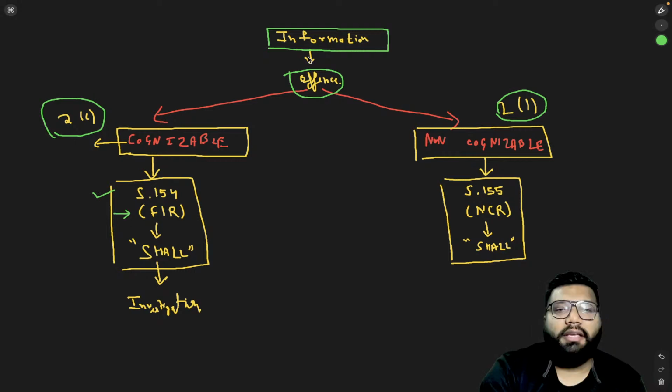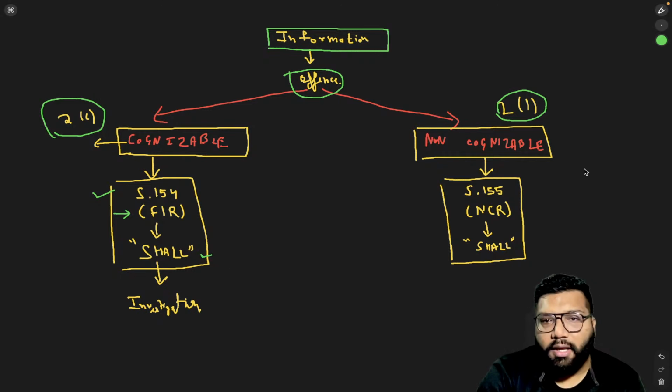If someone is giving information about a cognizable offense, that will amount to FIR, which is mandatory for the police officer to lodge. Okay, and in the case of a non-cognizable offense, section 155 deals with that. We call that NCR, non-cognizable report, and this is again something mandatory. The word shall has been used. Any questions till now?